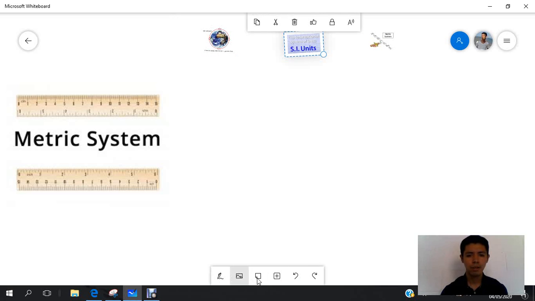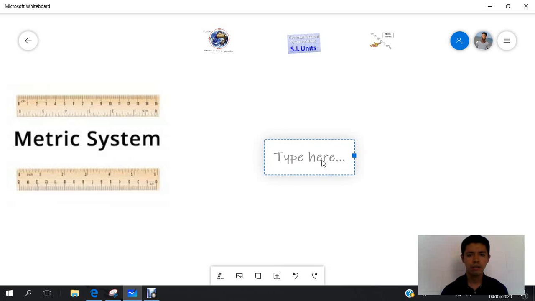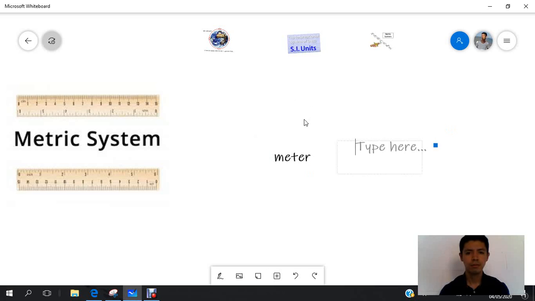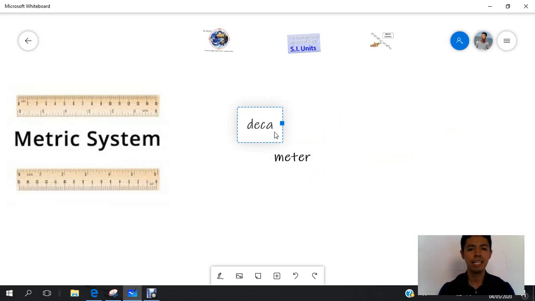Okay, we also need to know the prefixes. So we have as our basic unit the meter. Now, what is a meter multiplied by 10, or 10 times a meter? We will call that a decameter.